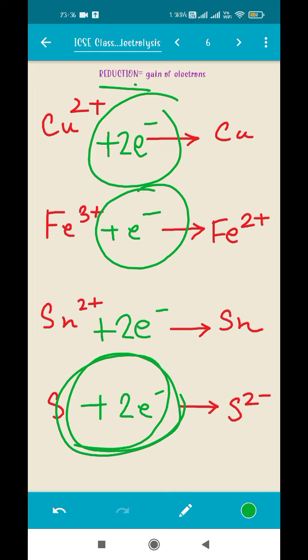But what are reducing agents? They will provide electrons, they will give electrons, they will donate electrons. Again, if we have X and Y with us, and Y is giving electrons to X, then Y will be a reducing agent, because Y is helping X to gain electrons. That's why Y is a reducing agent.